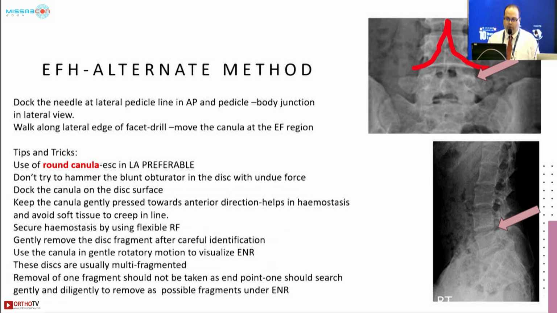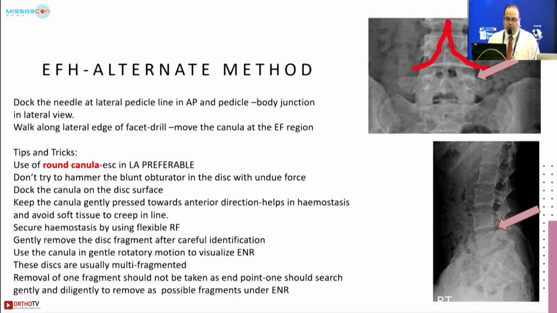Another alternative method is an outside in technique where we land at the junction of the facet and the lateral pedicle line. We dock the needle at the lateral pedicle line in AP at the junction of the pedicle and the body. From there we walk along the lateral edge of the facet, drill it and land in the extraforaminal region. We prefer the round cannula.